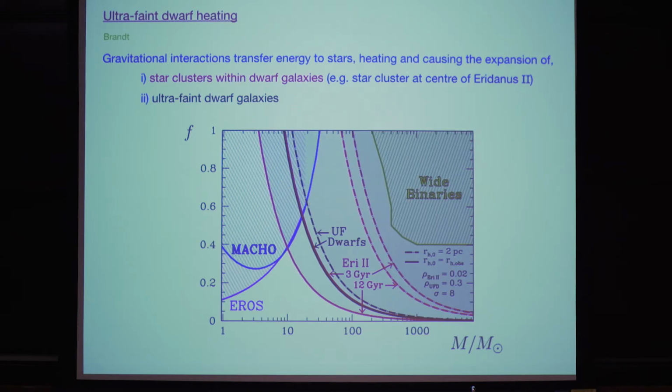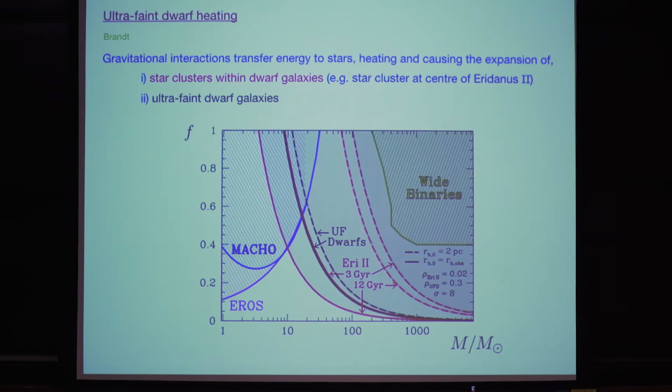them to expand. And so he looked at two things: star clusters within dwarf galaxies, in particular a star cluster which happens to be sat close to the centre of a dwarf galaxy called Eridanus 2. And then he also looked at the heating of ultra-faint dwarf galaxies themselves. So these are very small, very dim dwarf galaxies. And so his exclusion limits, these lines in red and black here. So again, anything above them is excluded. So these constraints are very tight for very massive compact objects.